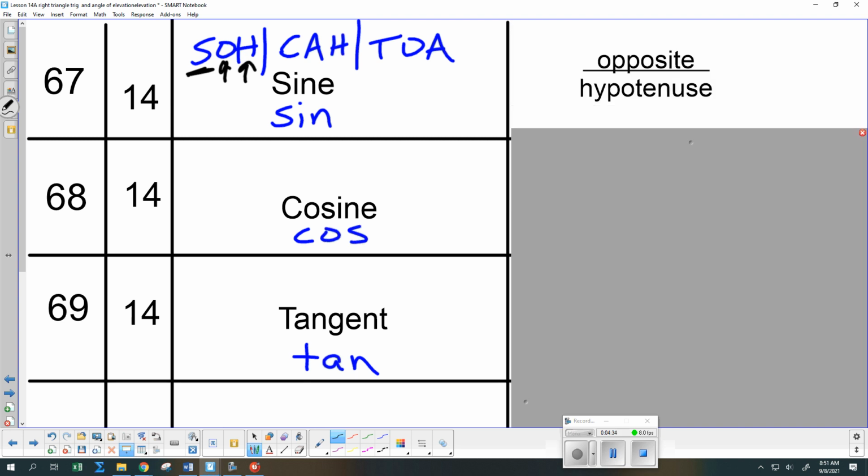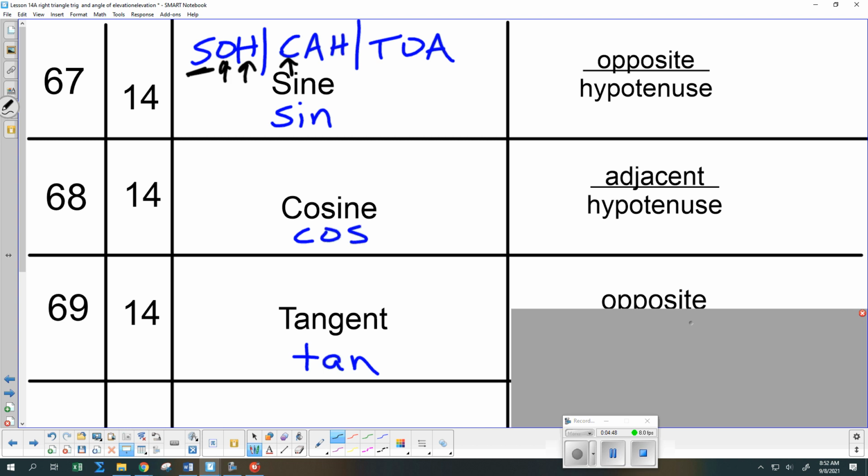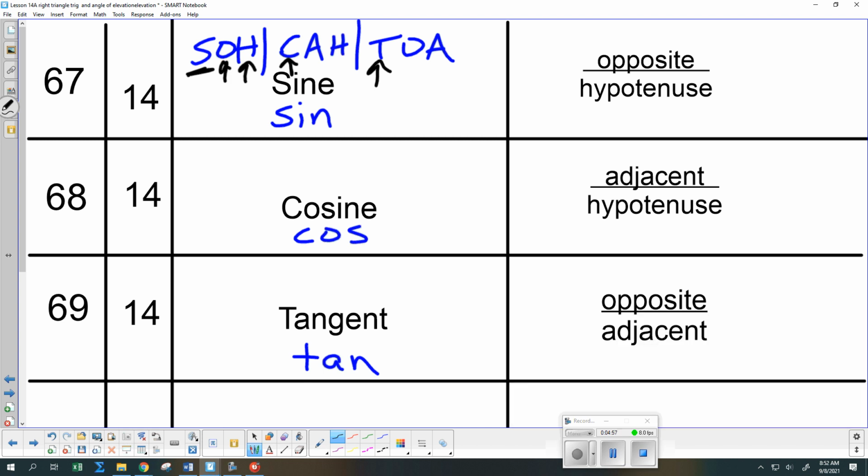And I will draw a right triangle and do all of this with letters in a moment. The syllable that starts with a C, the next 2 letters A and H, tell us that cosine is the adjacent over the hypotenuse. The syllable that starts with a T then has an O and an A, and that helps us remember that tangent is opposite over adjacent. Sohcahtoa only works in a right triangle.